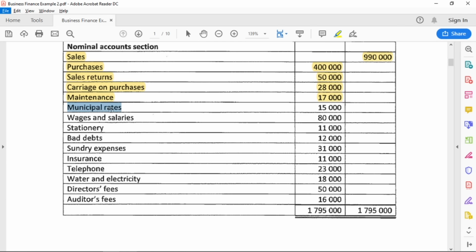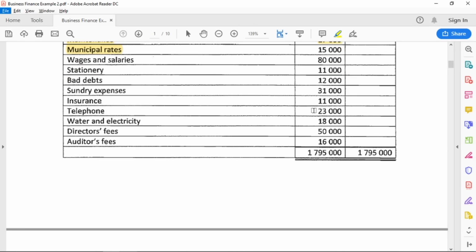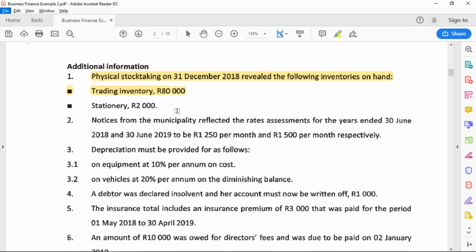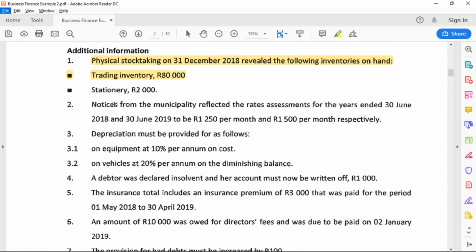Municipal rates. What is the amount? 15,000. So let's see if there's anything in additional information that speaks about municipal rates. Here we go, number 2. Notices from the municipality reflected the rates assessment for the year ended 30 June 2018 and 30 June 2019 to be 1,250 rand per month and 1,500 rand per month respectively.